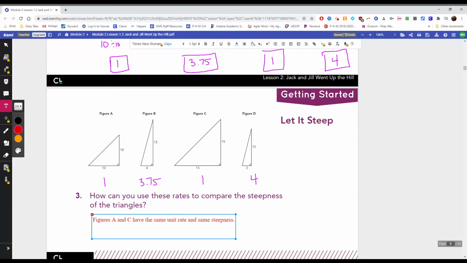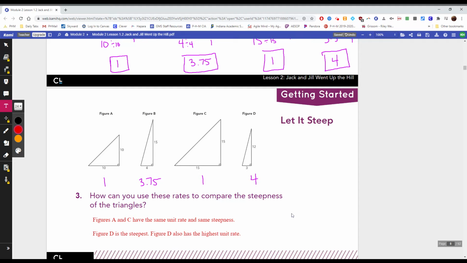I can also tell that the steepest ones are B and D. And actually, if I look a little closer, based on the figure and the unit rate, it looks like figure D is the steepest. So the one with the bigger unit rate is the steepest. Figure D is the steepest. Figure D also has the highest unit rate.